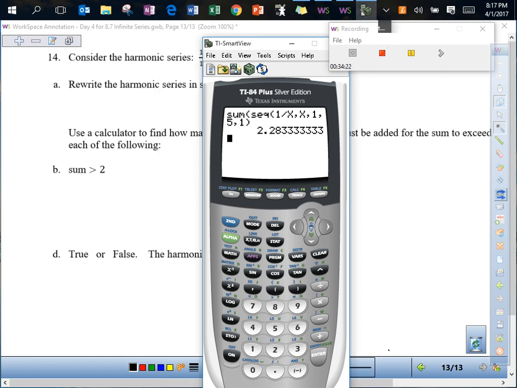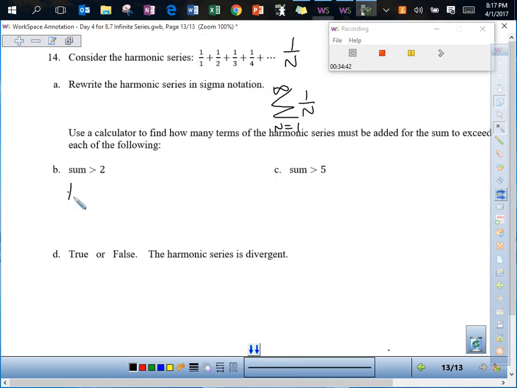So notice I'm at 2.28. Well, go second entry. Let's come up and change that 5 to a 4. So now I'm summing up the first 4 terms. And let's see what we got. 2.083. So I know on this one it's going to take 4 terms.